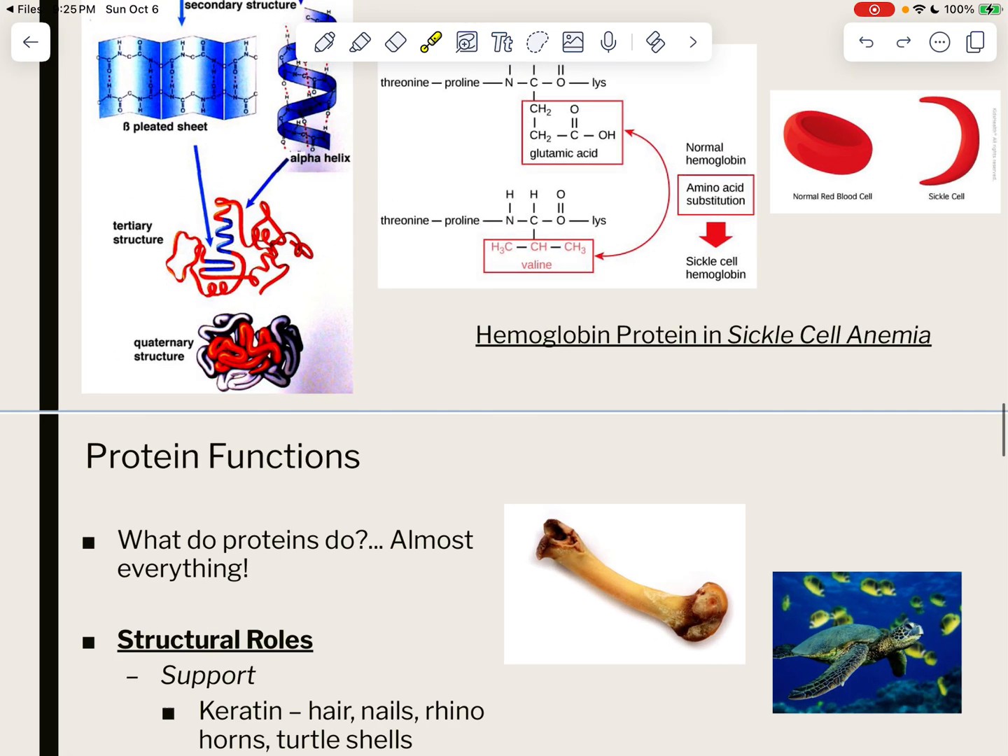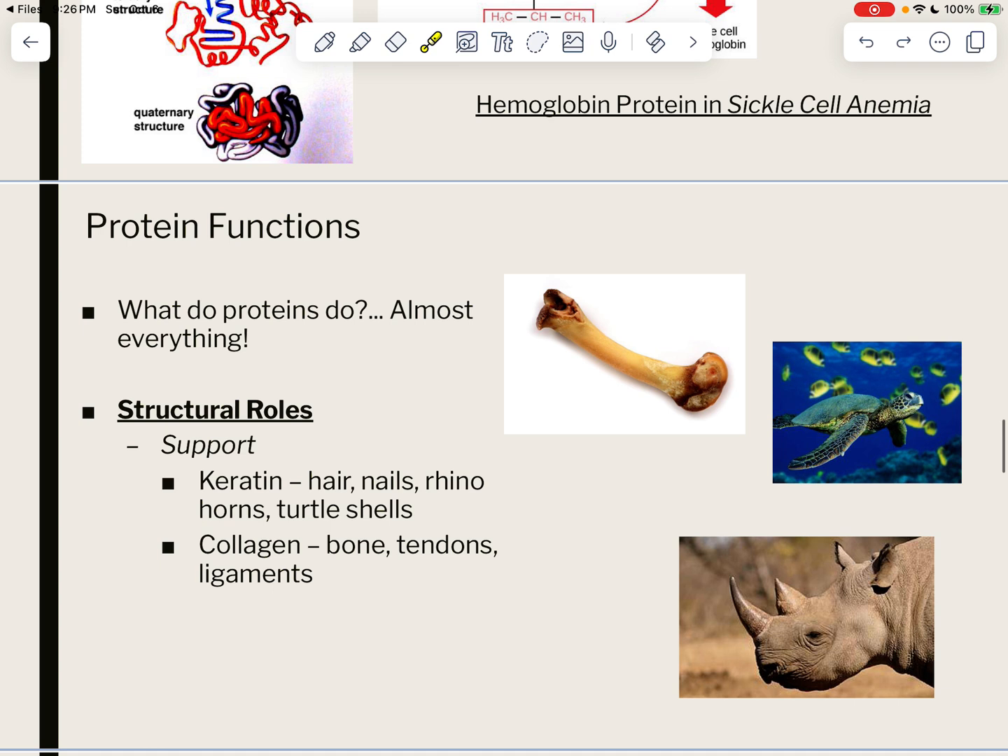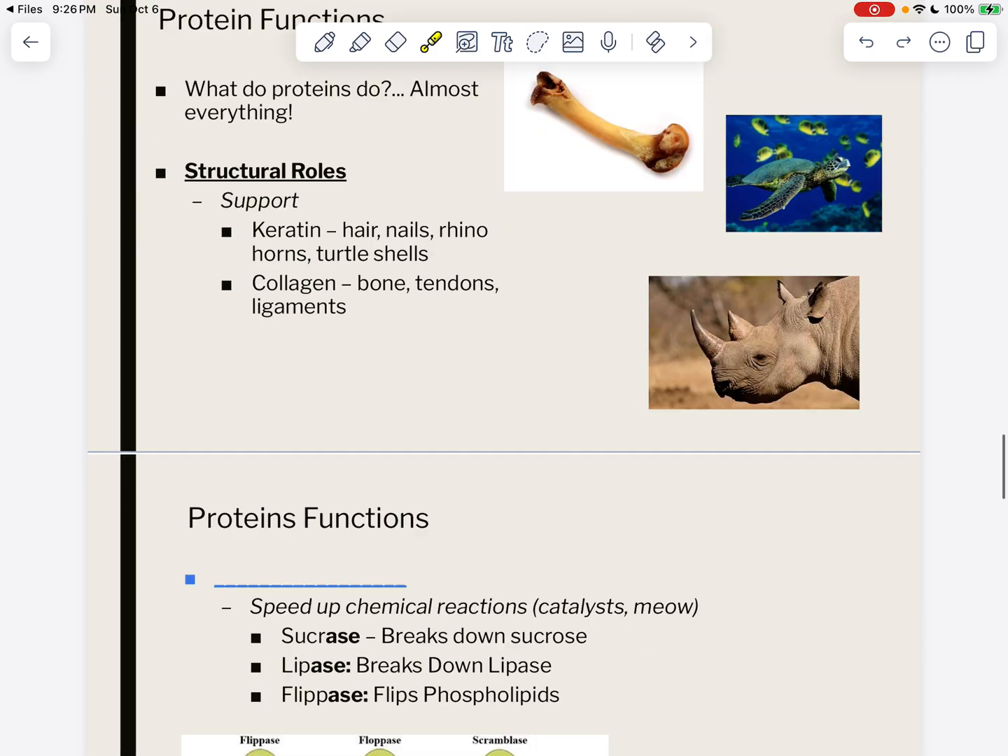But let's move on. Other functions of proteins, pretty much everything. They support the animal, so structurally, like keratin: hair, skin, nails, horns, shells, all those things are made of keratin. Collagen, so your bones, your tendons, your ligaments, all of those are made of protein.